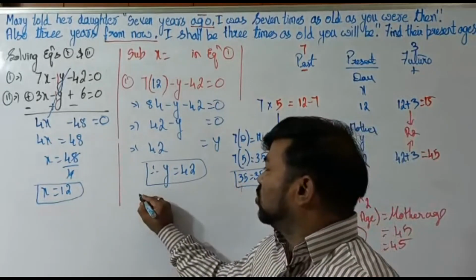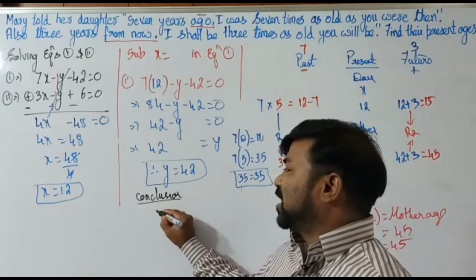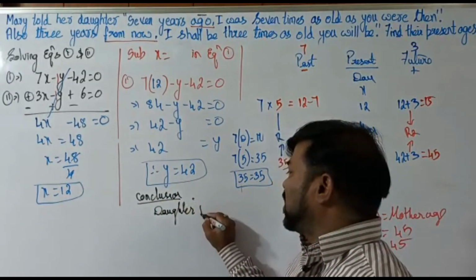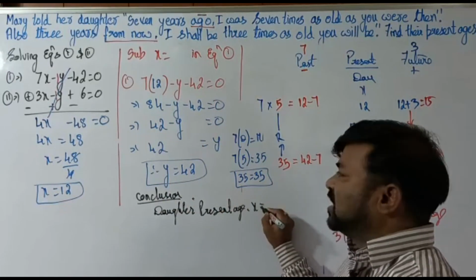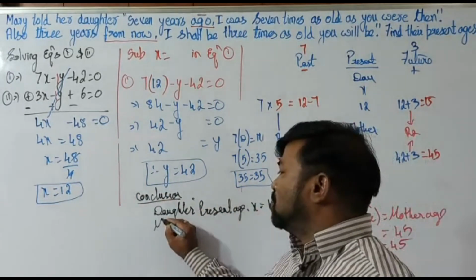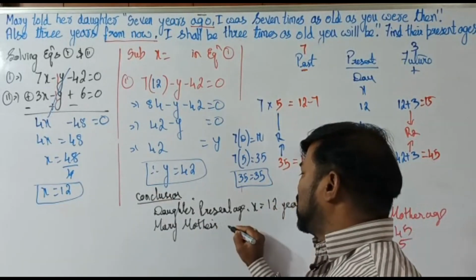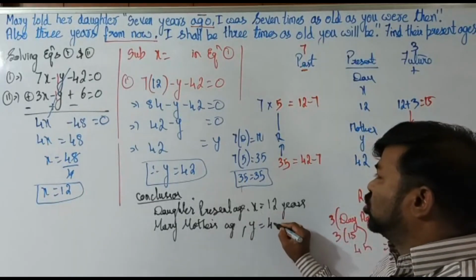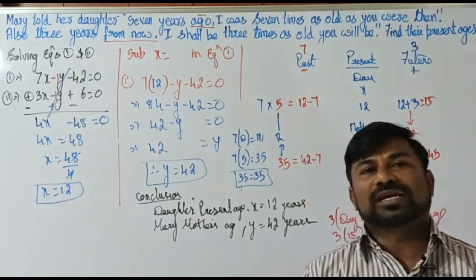So, I'm writing the conclusion part now. Daughter's present age, we conclude that x is equal to 12 years, and mother's age y equals 42 years. This is the clear conclusion for a beautiful sum.